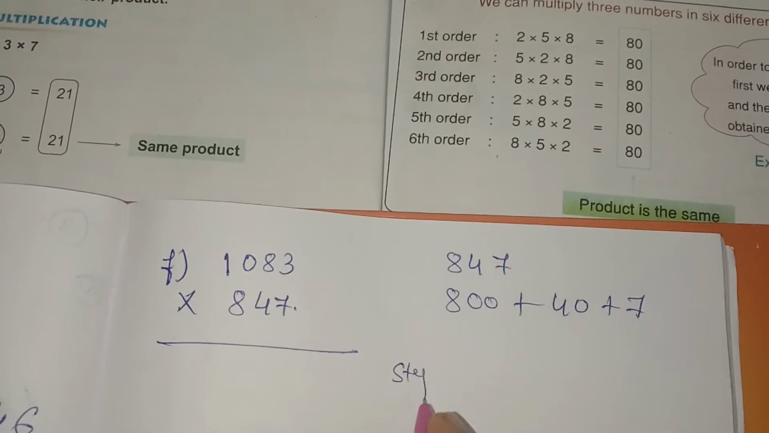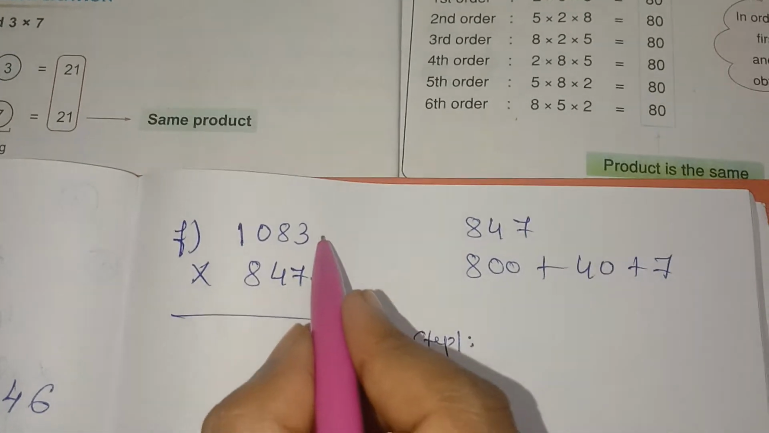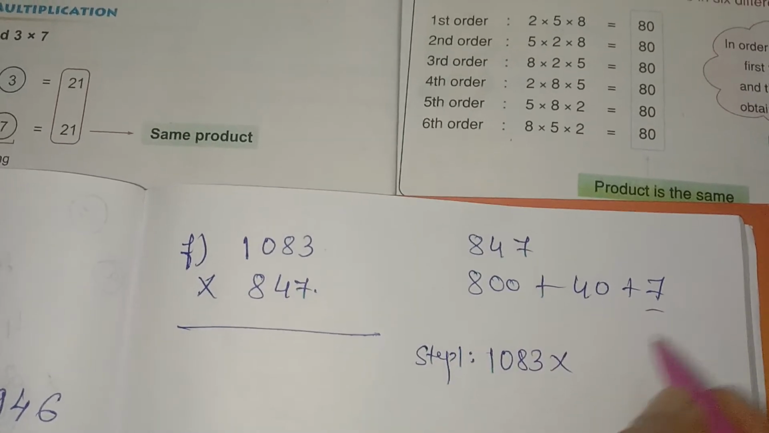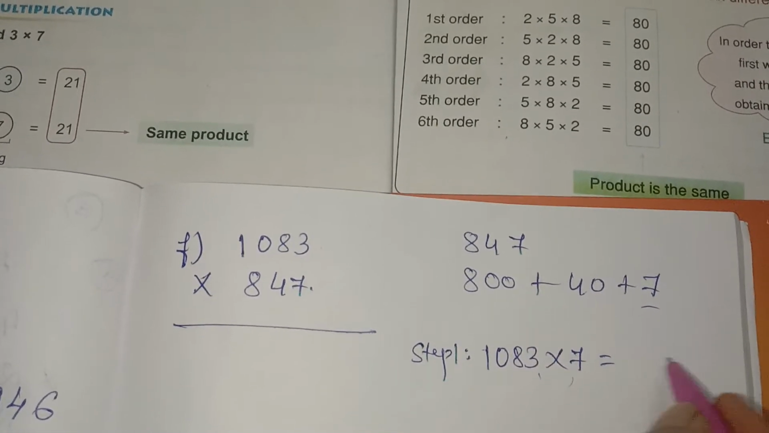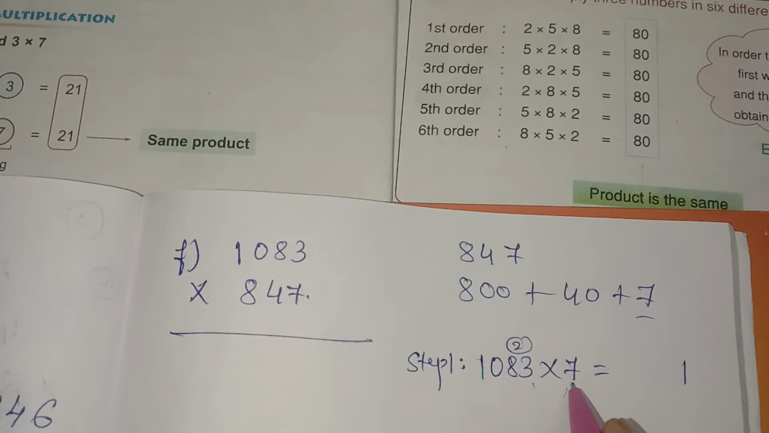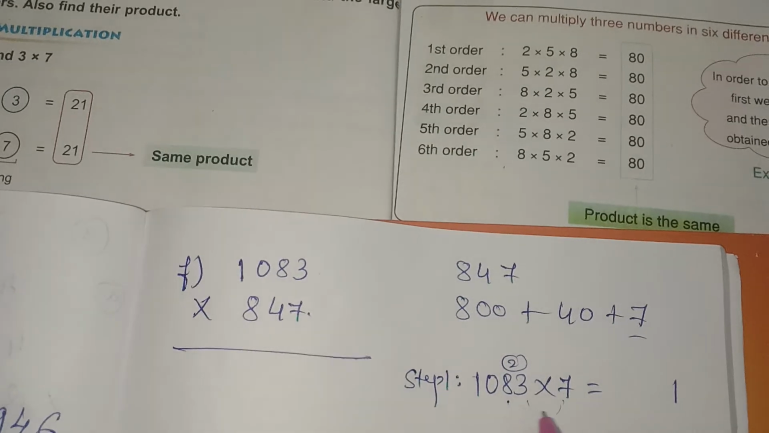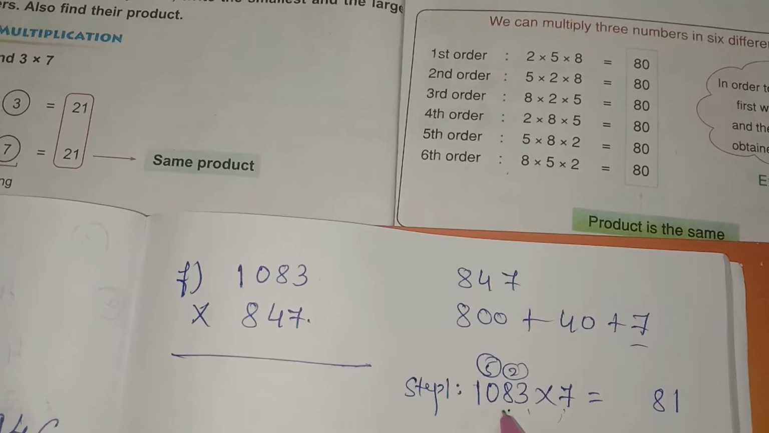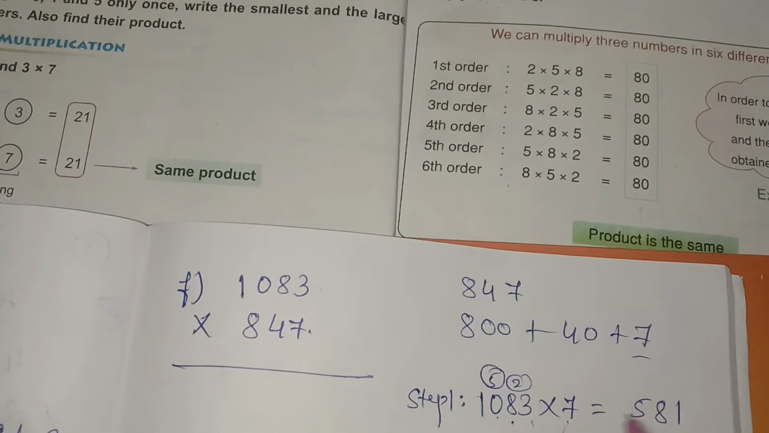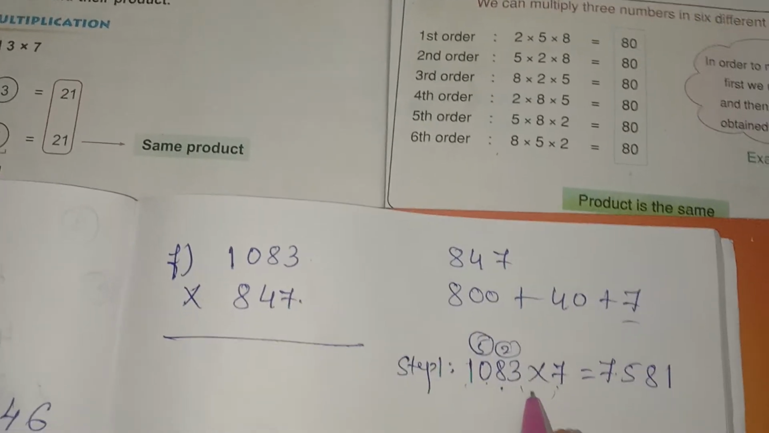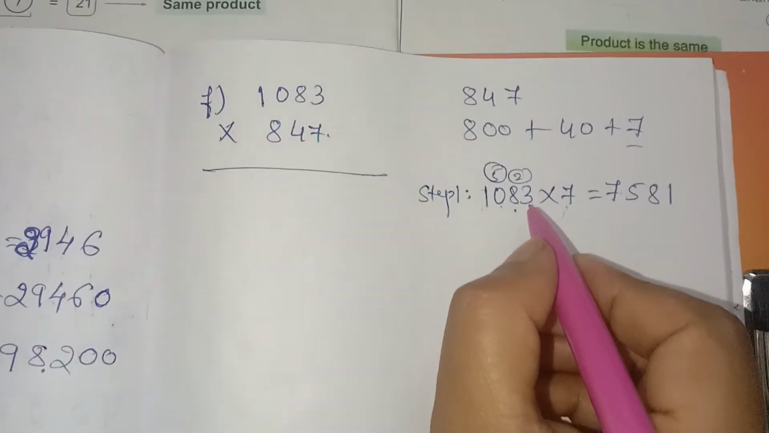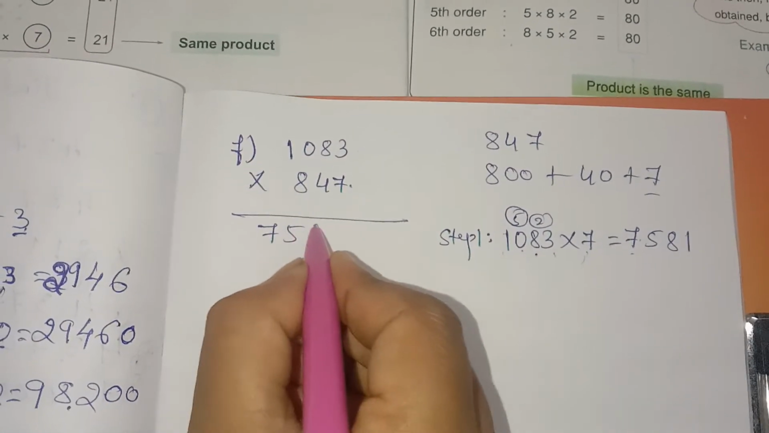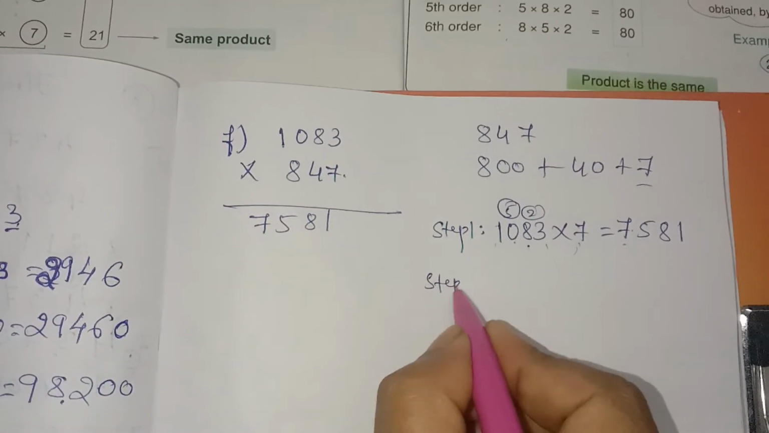Now step 1. Multiplicand 1083 into 7. 7 3s are 21. 7 8s are 56 plus 2 is 58. 7 zeros are 0 plus 5 is 5. 7 ones are 7. See here, children, you have to learn the table properly. Okay, in step 1 I got 7,581.